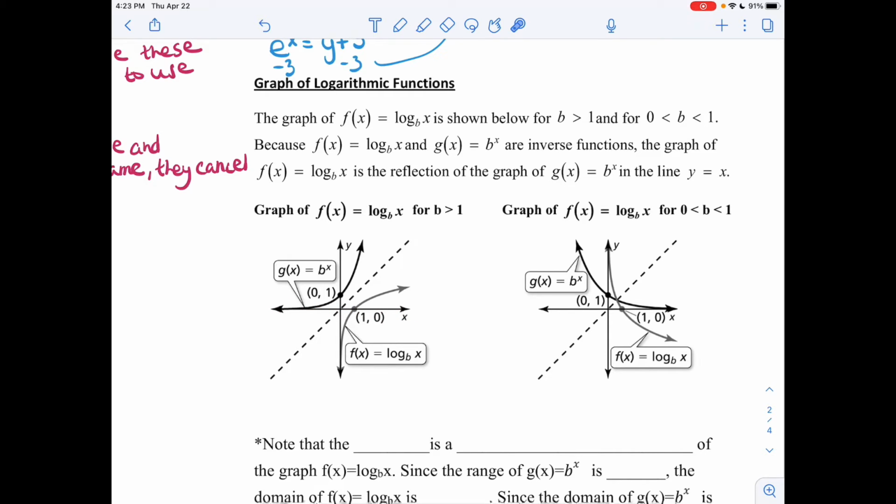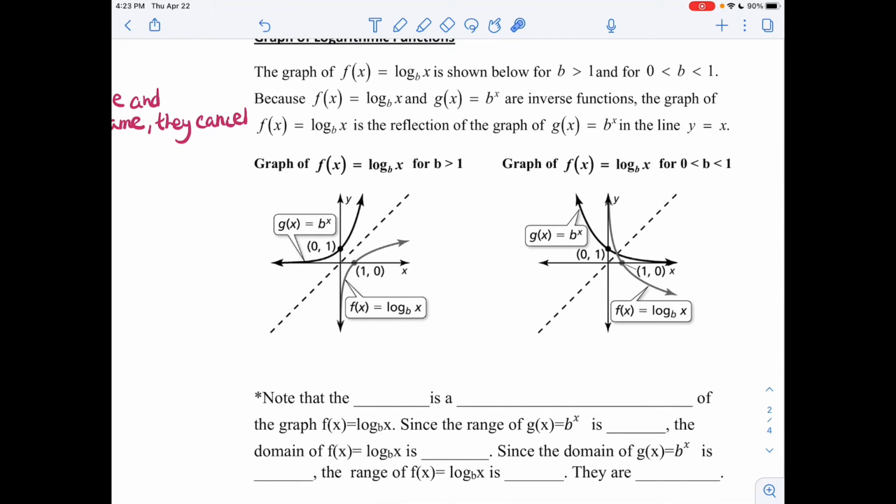Now, log base b of x is the inverse function. And remember, inverse functions reflect over the y equals x axis. So this function, instead of having an asymptote at y equals 0, has a vertical asymptote at x equals 0. So remember, whenever you take an inverse, the x and the y switch places.